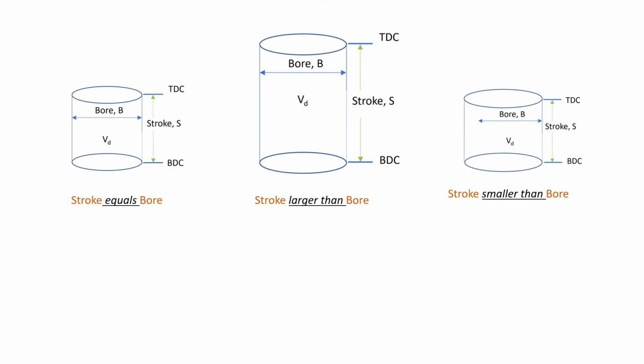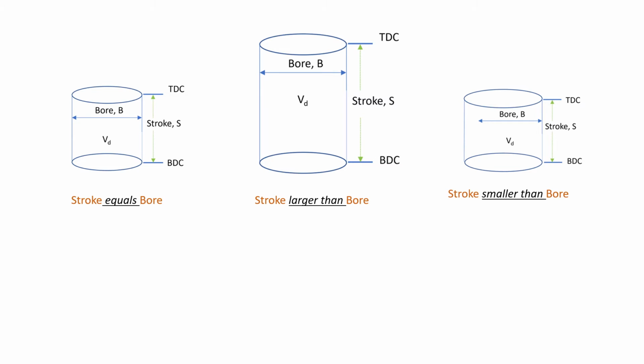Another thing that I wanted to mention is that there are 3 types of dimensions of stroke and bore. The first diagram is known as square, where the stroke length and the bore length are the same. The second diagram in the middle is known as undersquare, where stroke length is longer than the bore length. And the third diagram over here is known as oversquare, where the stroke length is smaller than the bore. Modern car engines are usually near square. These different dimensions have different effects on the performance of an engine, which will be discussed in another video.